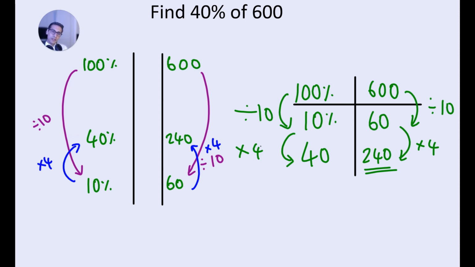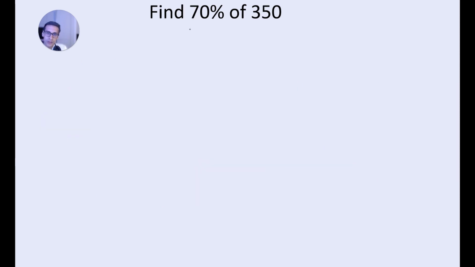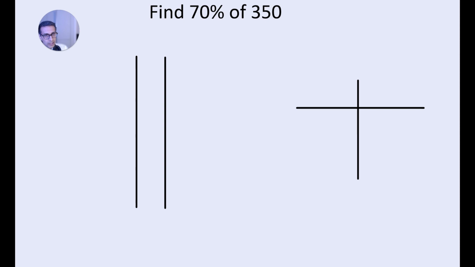So you can see the methods are really similar, both the left hand side and the right hand side. You can pick whichever one you want to use. So 70% of 350, have a go with that, and then I'll show you the answer. Okay, I hope you've had a go with this. Let's work out the answer to this.